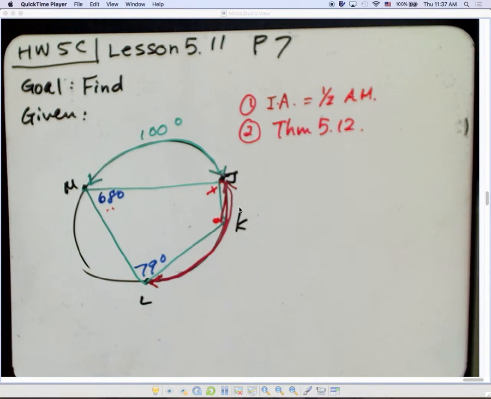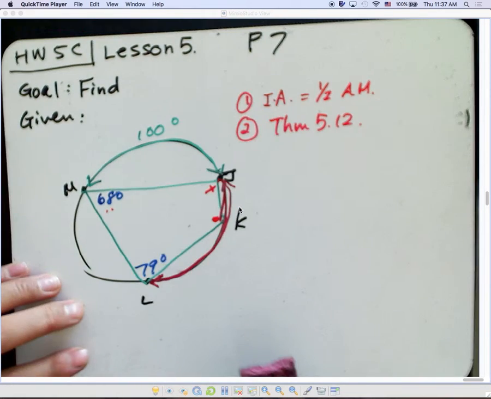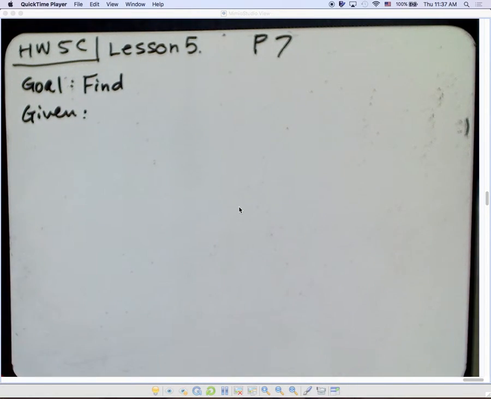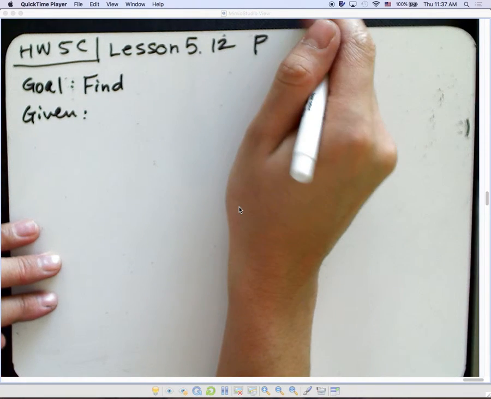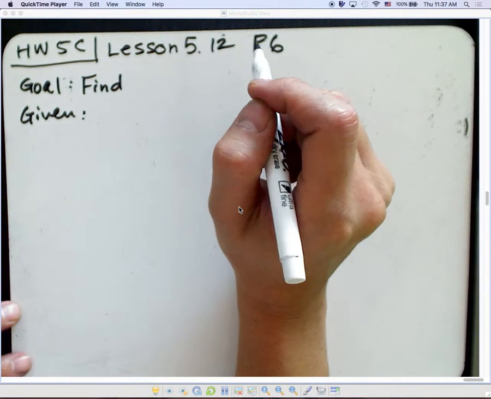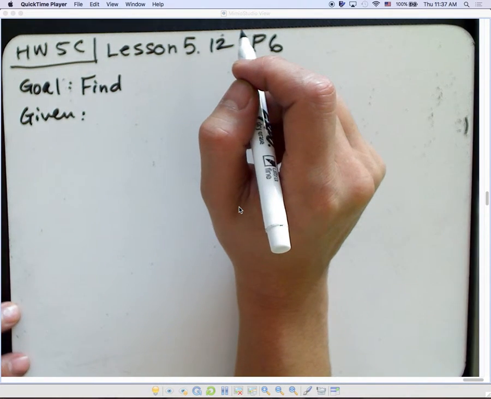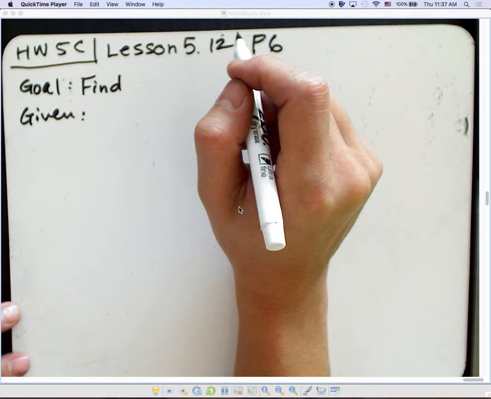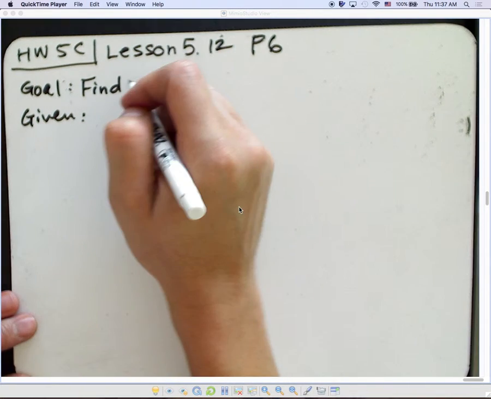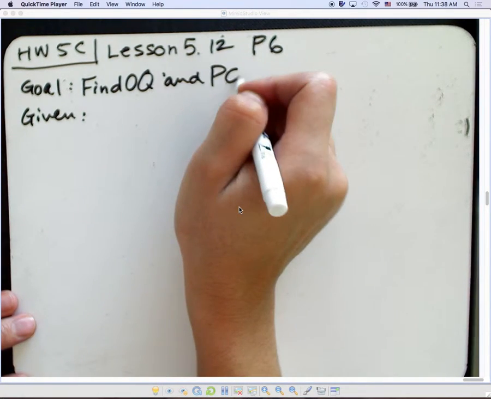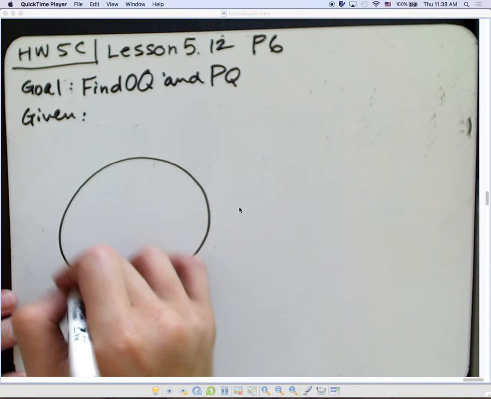So that's 5.11. Let's go to 5.12, and let's do problem number 6. It says in a circle with center O, OP is 1 inch and the measure of angle POQ is 30 degrees, and PQ is tangent to the circle. Find OQ and PQ. So we need to find OQ and PQ. Let's look at what the givens are.